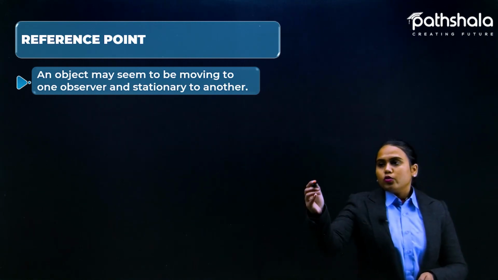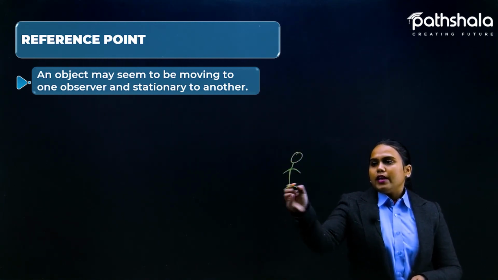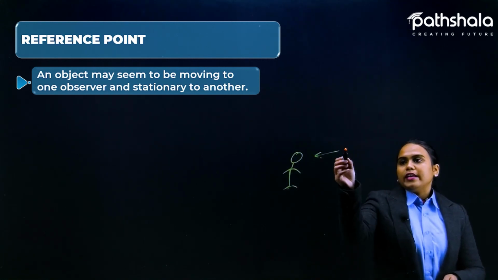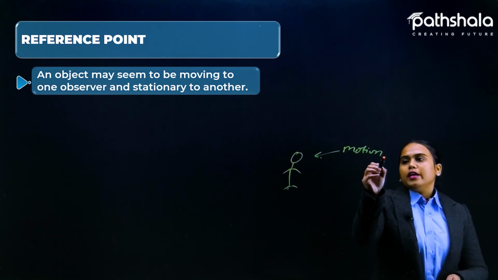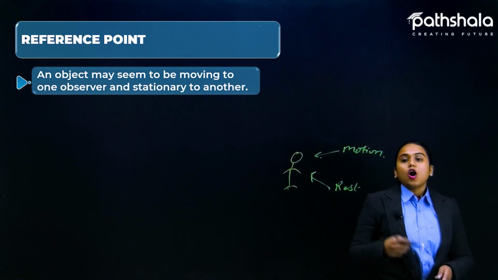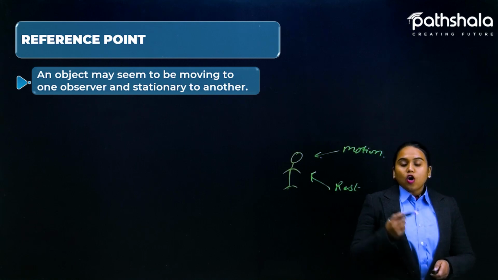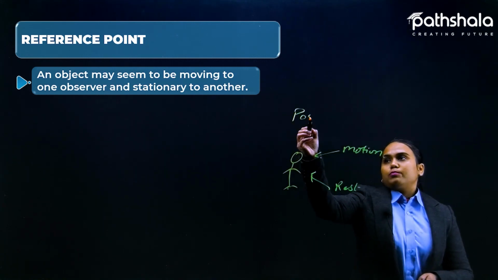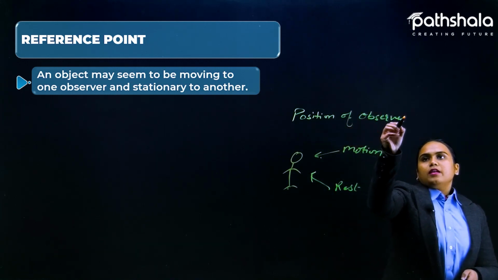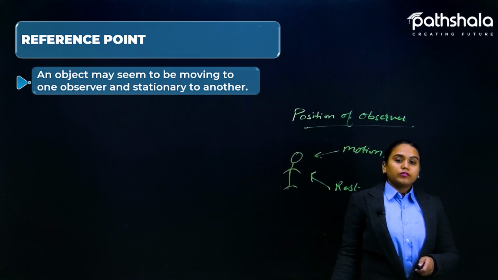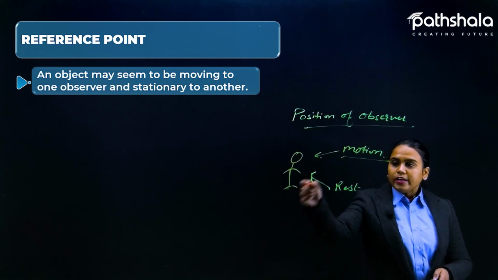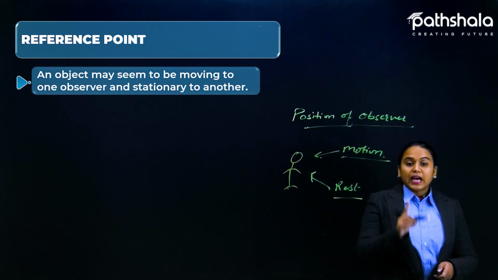So let's suppose there is a person, and if someone is watching him from another reference point, he must be watching him in motion, and he might be in a rest condition for another observer. So according to the position of the observer, we can say that any object can be in motion or at rest at the same time.